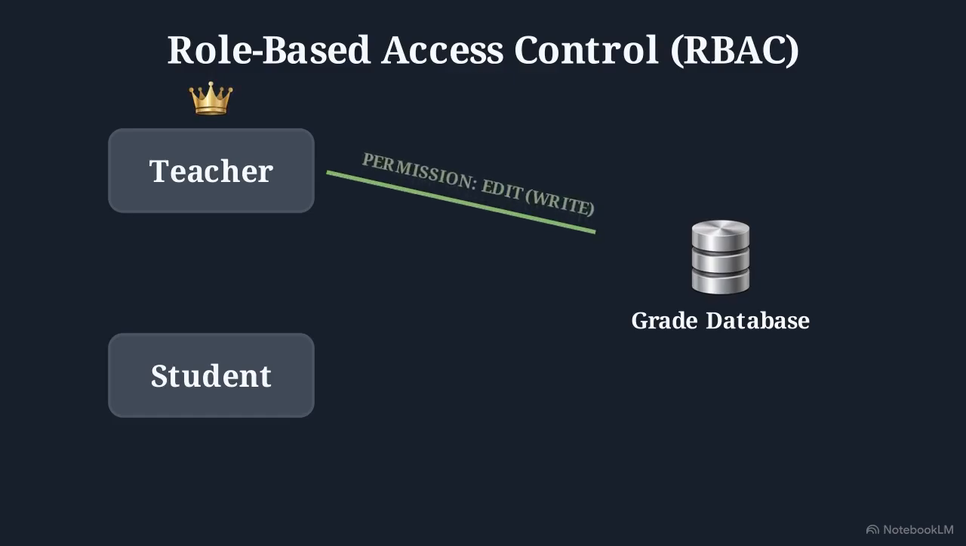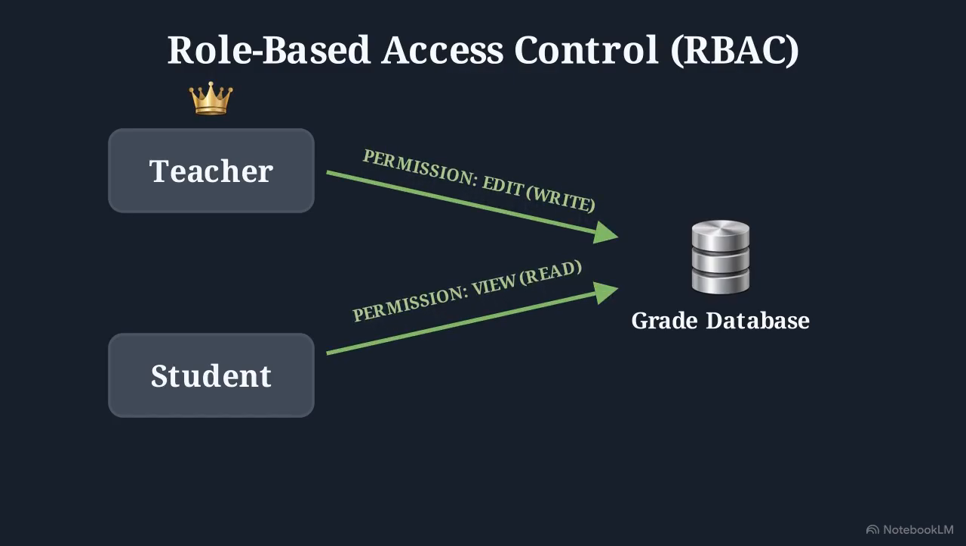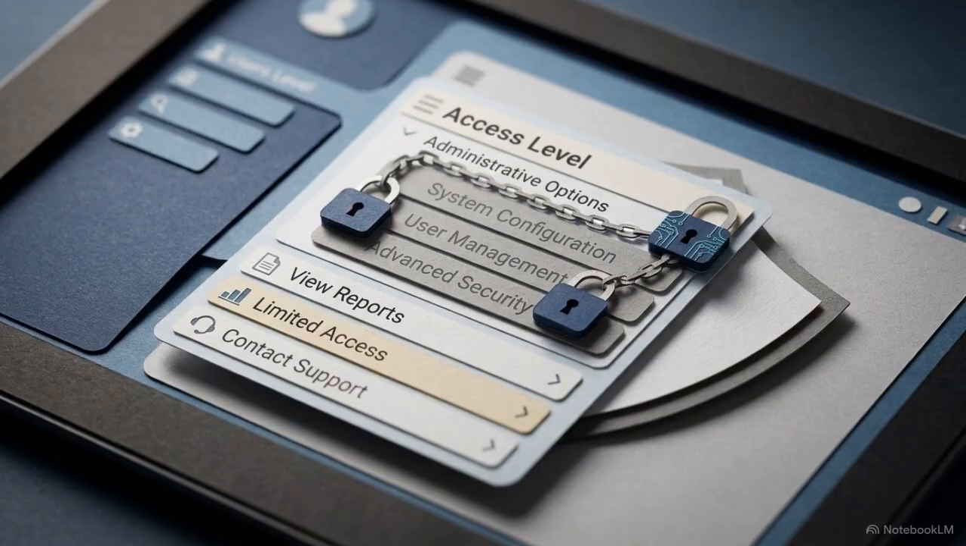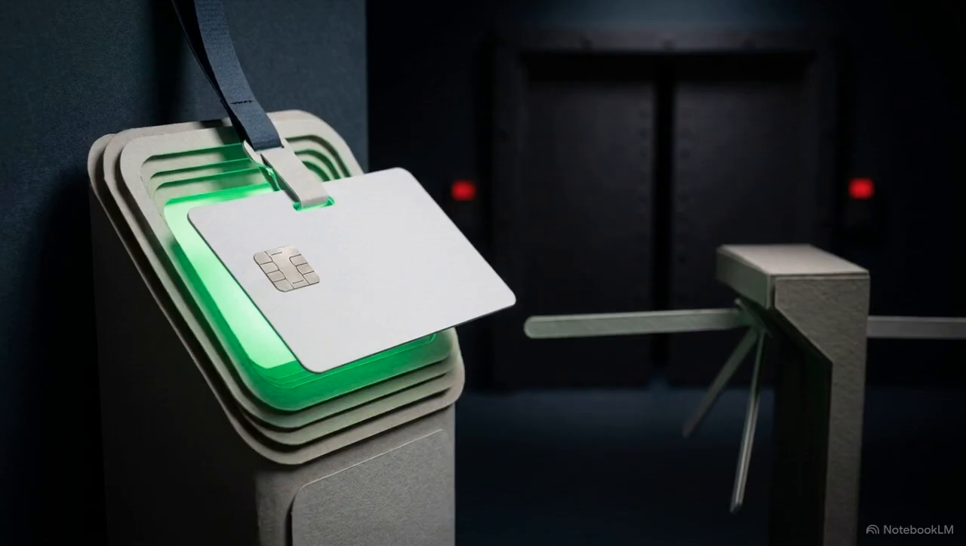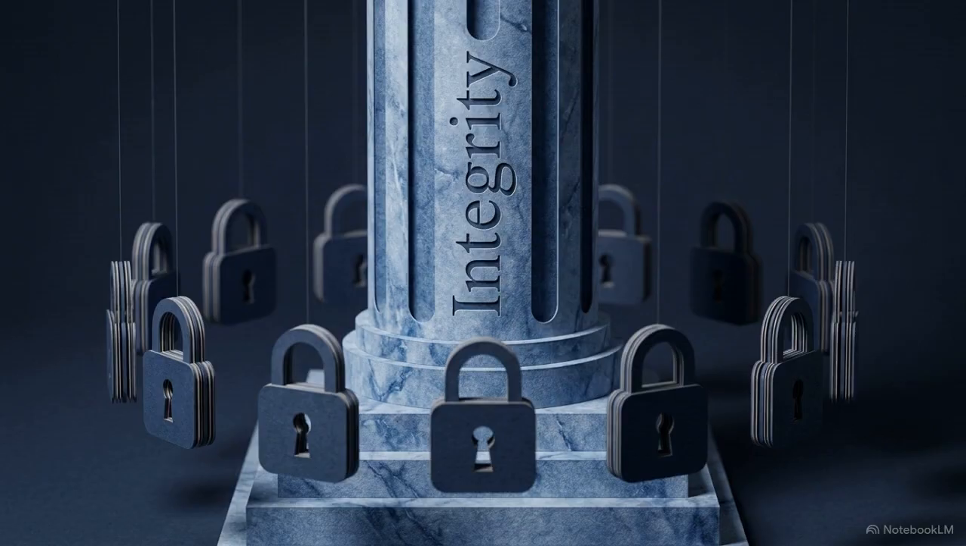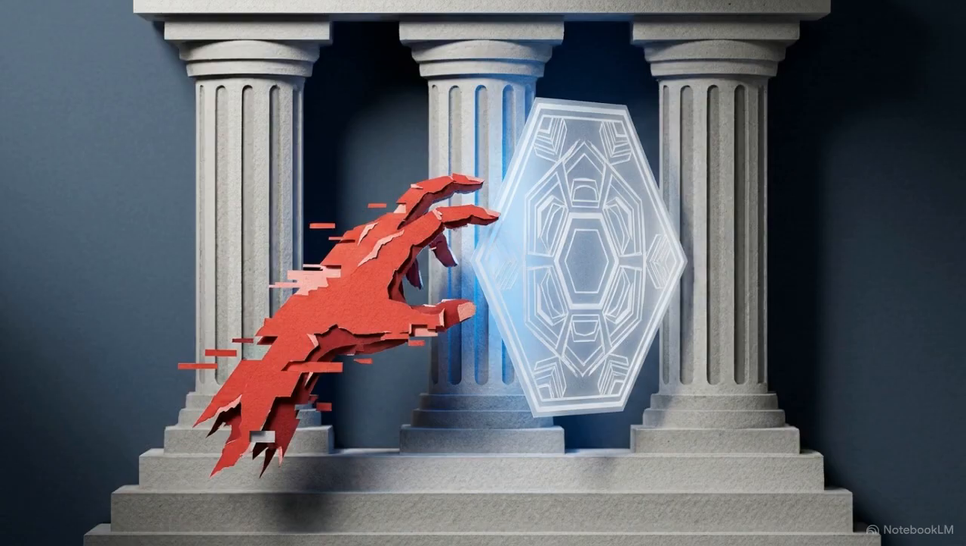job function. The teacher role is designated as an admin and granted permission to edit grades. The student role is strictly limited to viewing them. This restriction is an application of the principle of least privilege, the practice of giving users exactly the level of access they need to perform their duties, and nothing more. Role-based access control and the principle of least privilege work in tandem to protect the integrity of the database, ensuring information cannot be altered by unauthorized users.